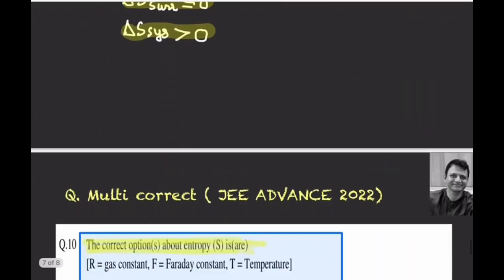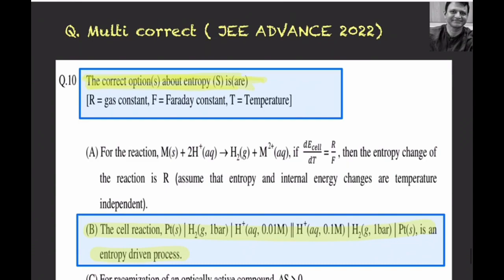And this concept was asked in a multi-correct question of JEE 2022. The question is, the correct options about entropy change is R. The B option is the cell reaction. Here if you see, the left electrode is hydrogen gas and hydrogen ion, and the right is also hydrogen gas and hydrogen ion. So it is a concentration cell. They are saying that the cell reaction is an entropy driven process. So for a concentration cell, the cell reaction is an entropy driven process.